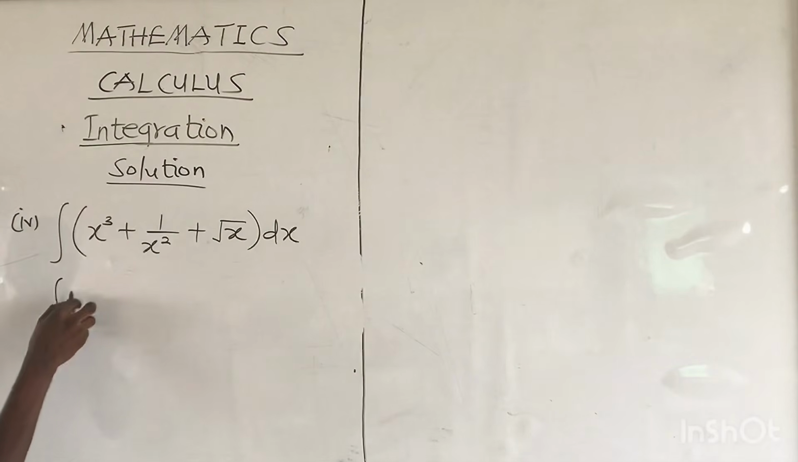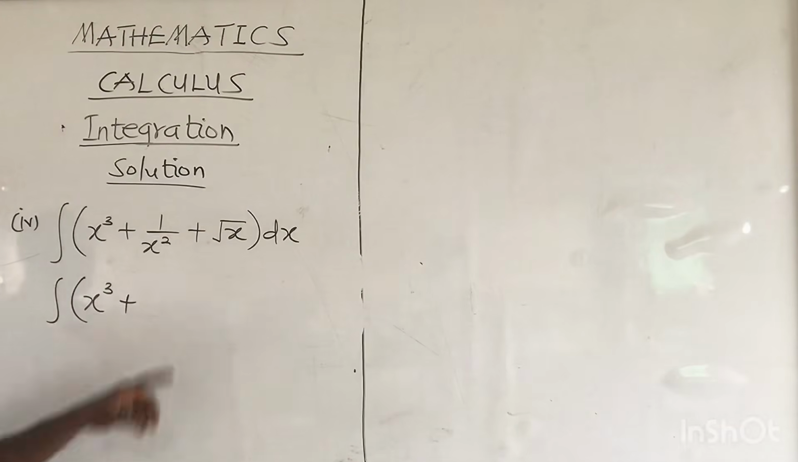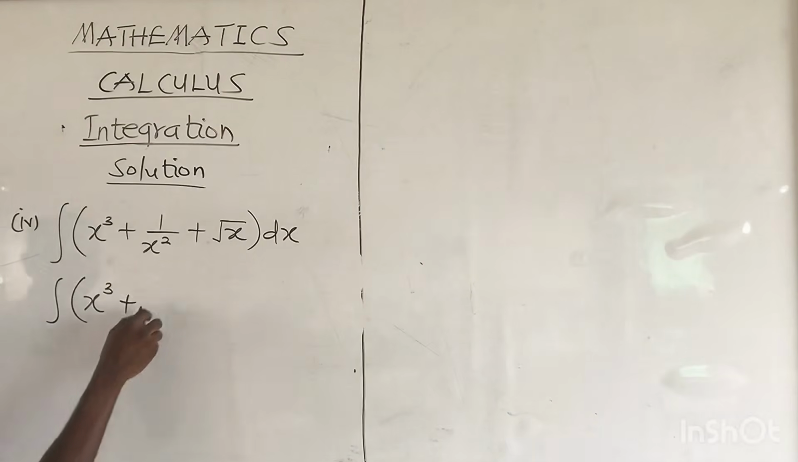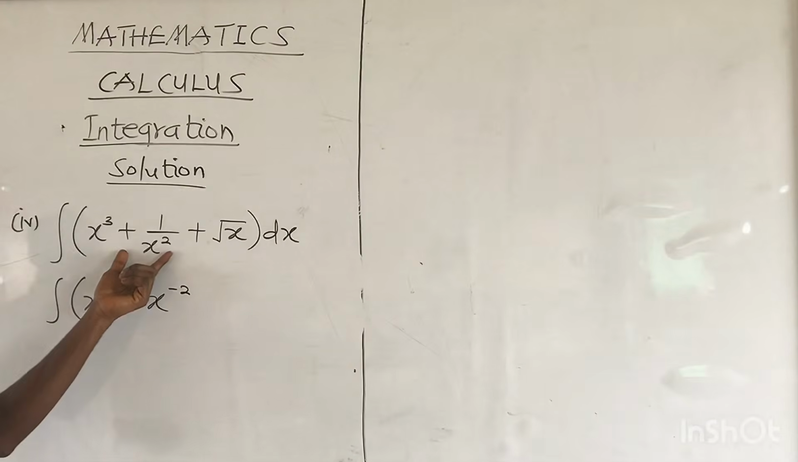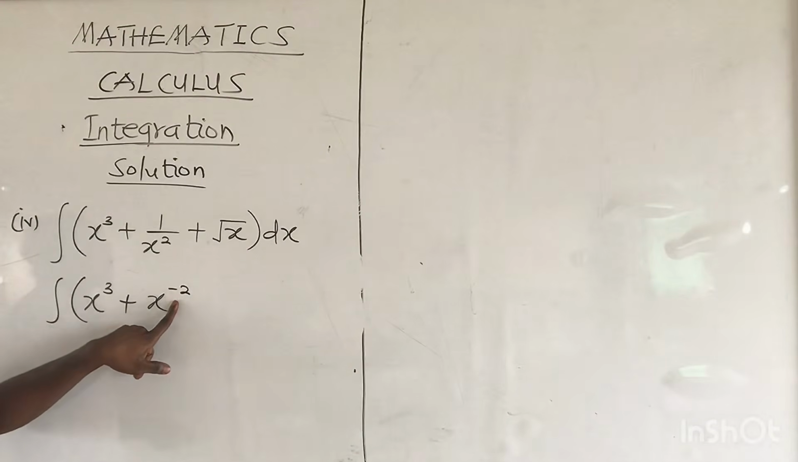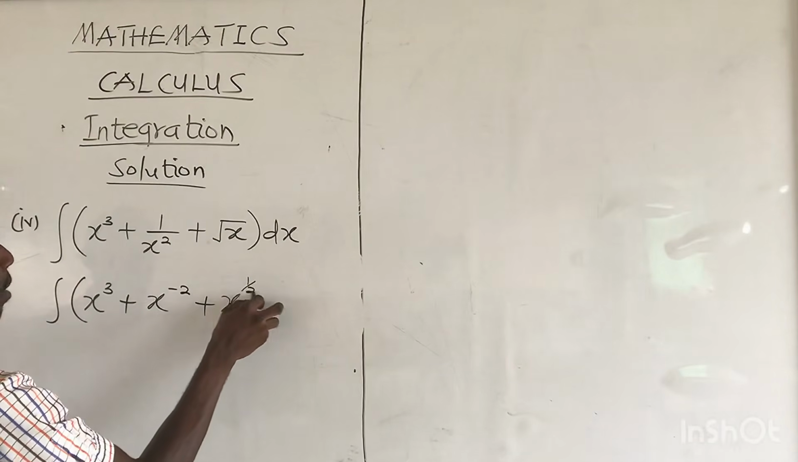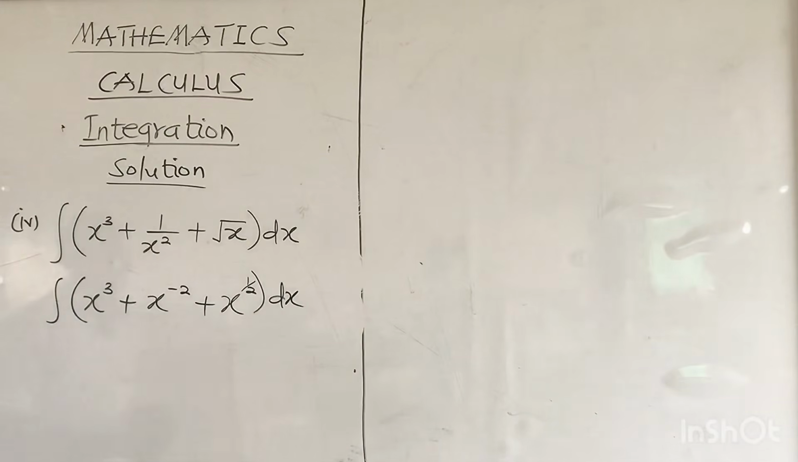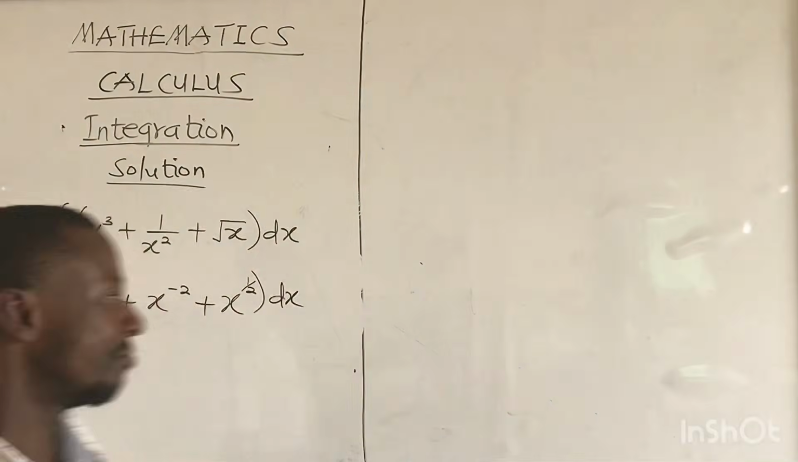So we have the integral of x cubed plus, when we have 1 over x squared, we can rewrite it as x exponent negative 2. Here we are bringing the x squared up, and in that case, the exponent needs to be negated. Plus, root x is the same as x power half, dx. After changing everything like this, we can start with the integration.